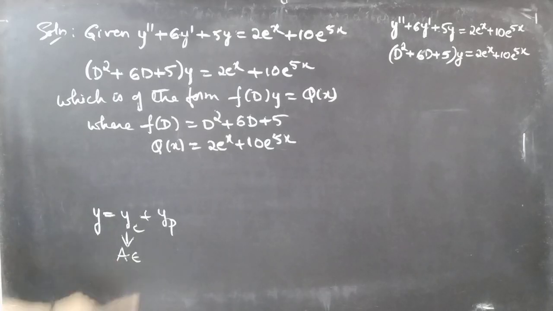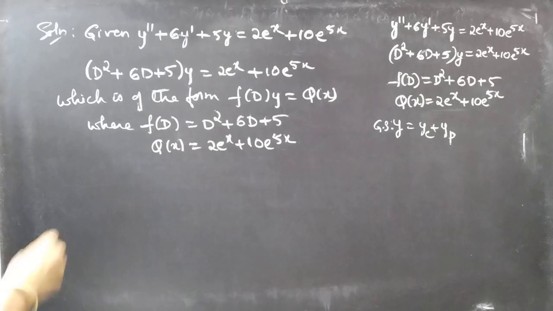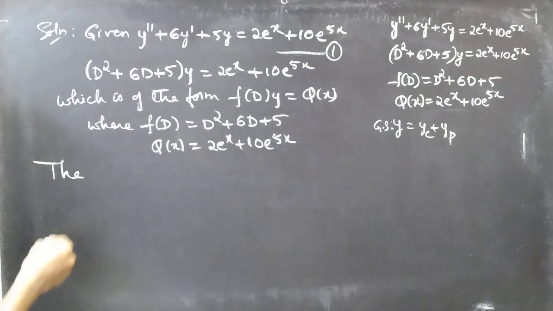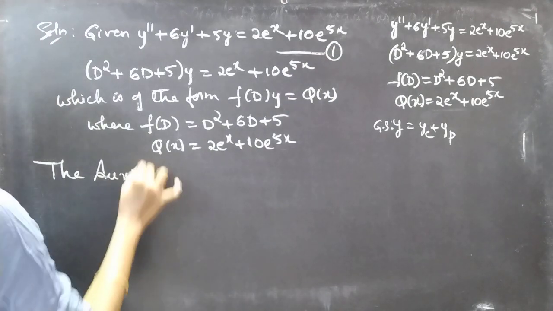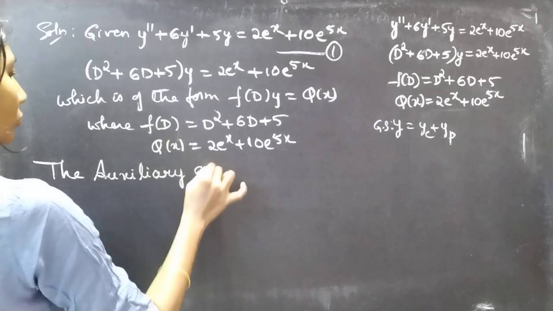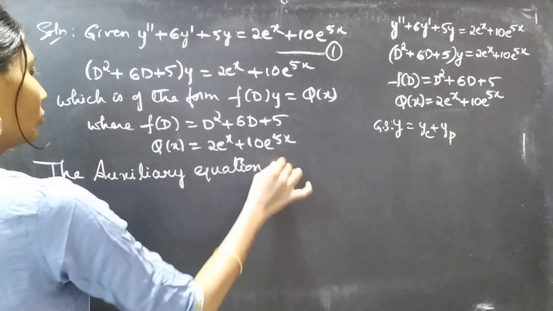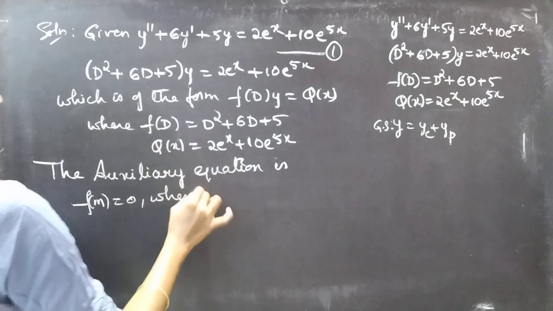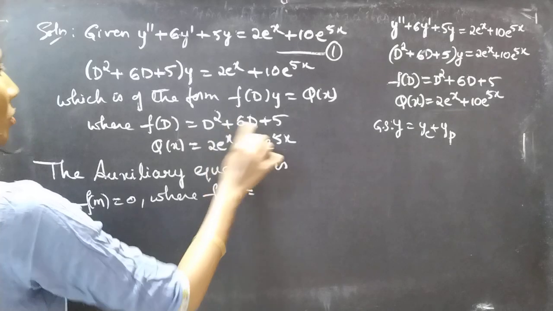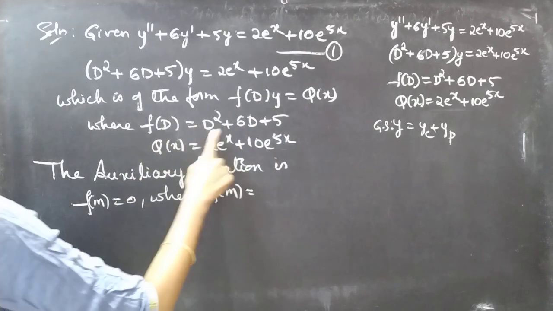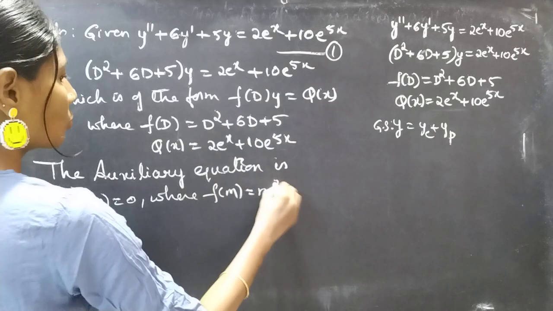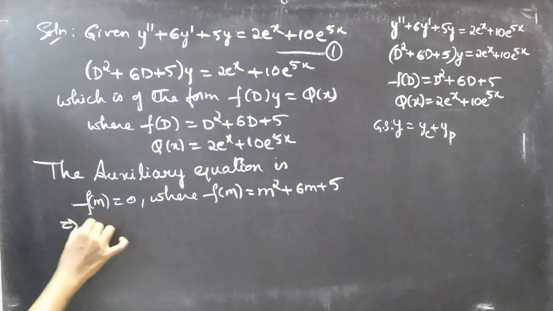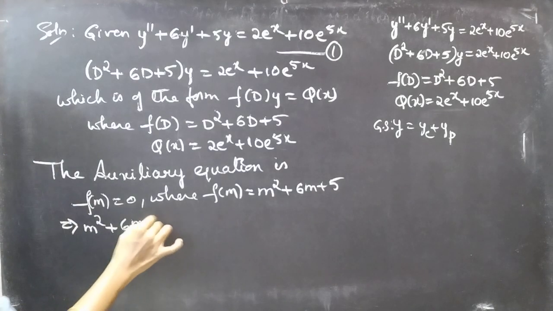Now coming to the auxiliary equation. Consider the given equation as equation number 1, right? Fine. The auxiliary equation is f of m equal to 0, where f of m equal to, we have f of D, D square plus 6D plus 5, right? Let's replace the differential operator D by m, so that we'll get f of m equal to m square plus 6m plus 5. Now the auxiliary equation becomes m square plus 6m plus 5 equal to 0.